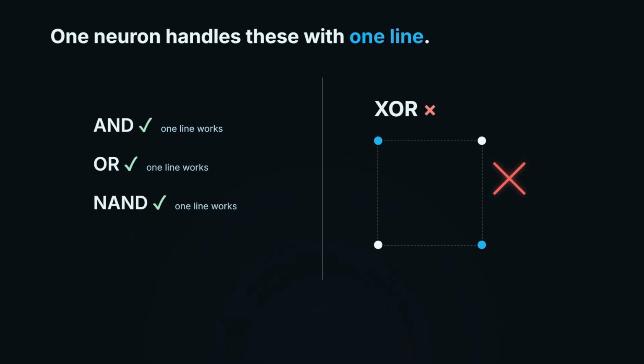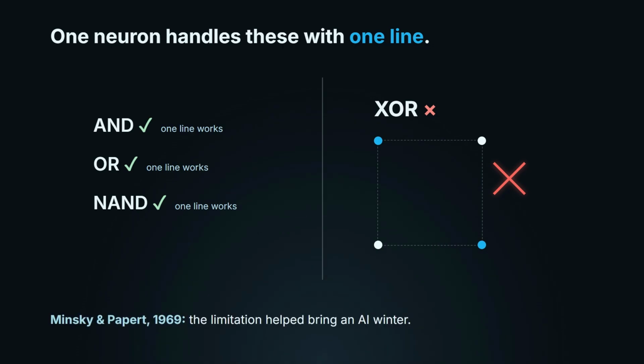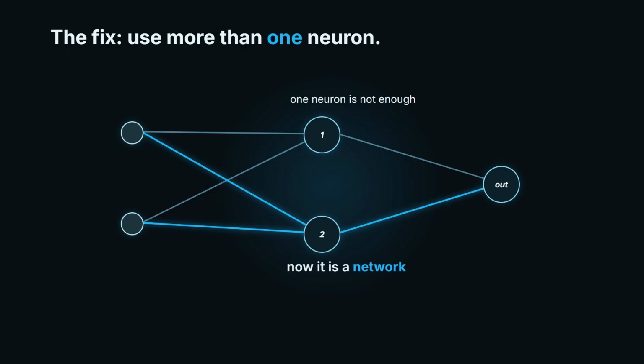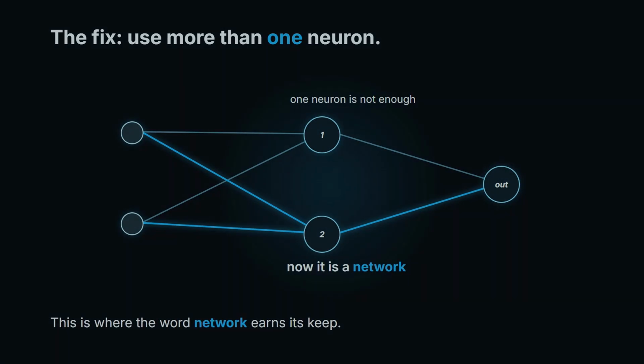When Marvin Minsky and Seymour Papert pointed this out in 1969, it helped freeze funding for neural networks for years. One of the AI winters we talked about in Part 1. The fix turned out to be almost embarrassingly simple, but it took a while to become obvious, and it is where the word network finally earns its keep.